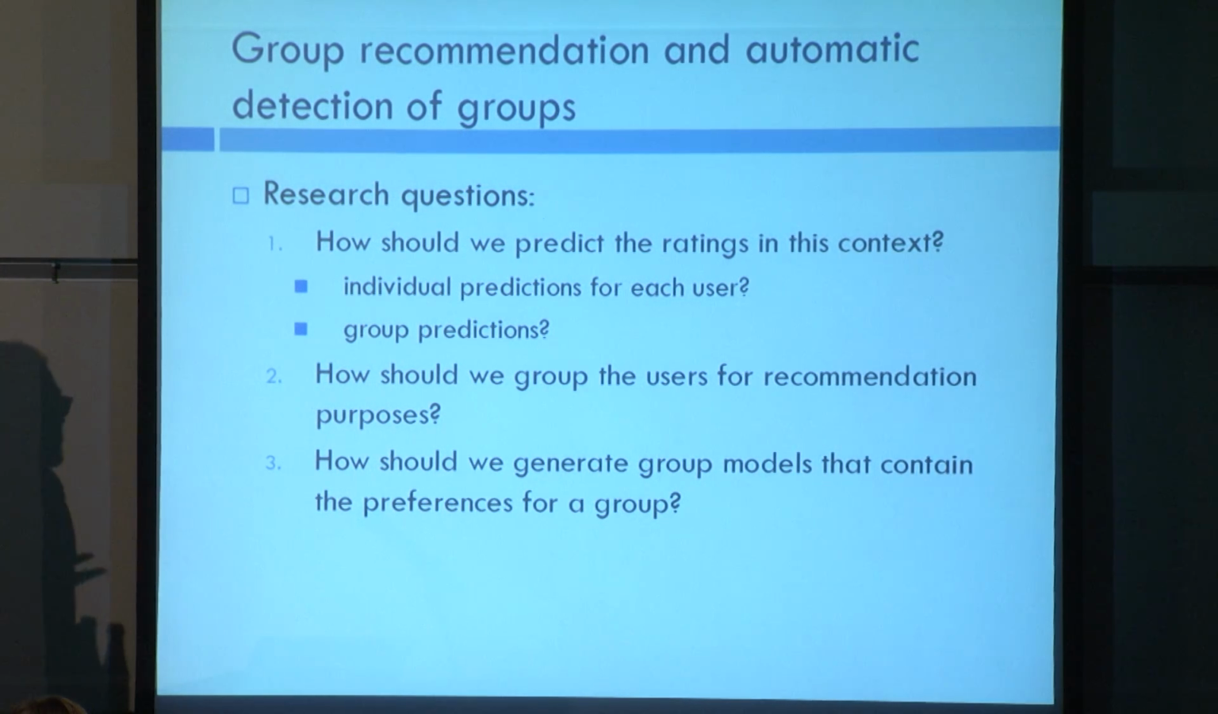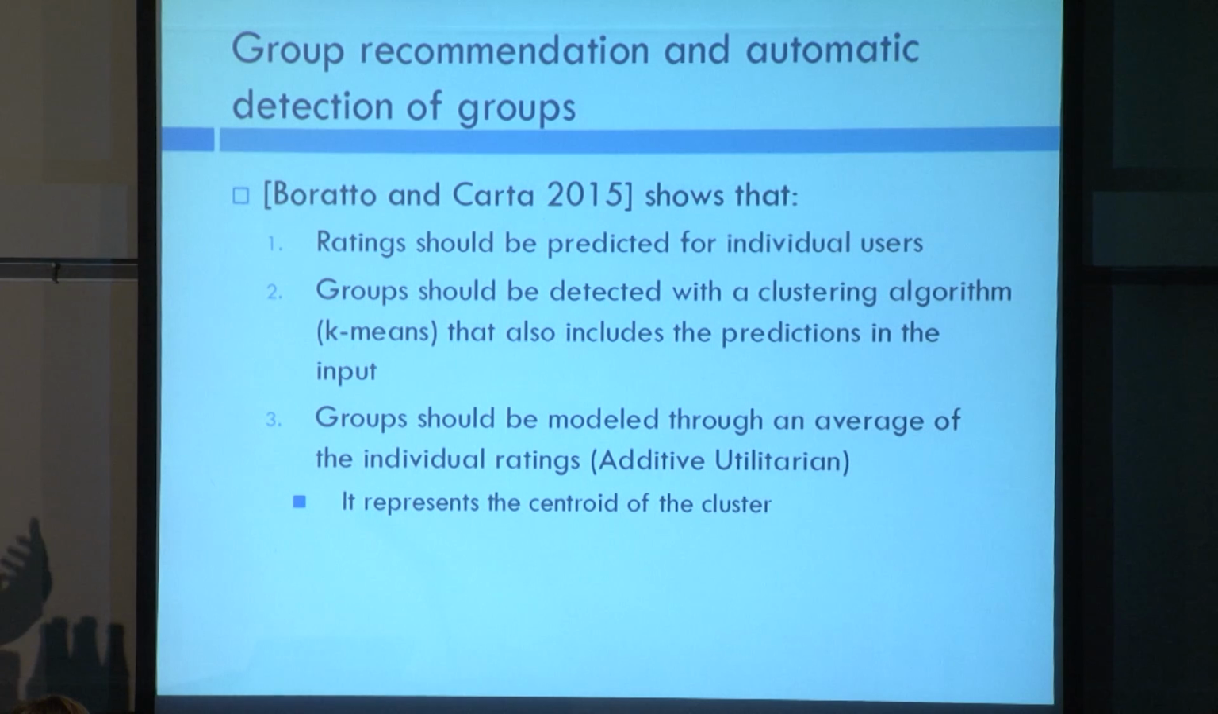As you can see, this application scenario is quite different from the others because we have a group that has to be identified automatically. So we asked ourselves, how should we predict the ratings in this context? Should we predict them for individual users or for the groups, how should we group the users for recommendation purposes, and how should we generate group models that contain the preferences of the group? Among the studies that I performed, here there's one that basically summarizes most of my findings.